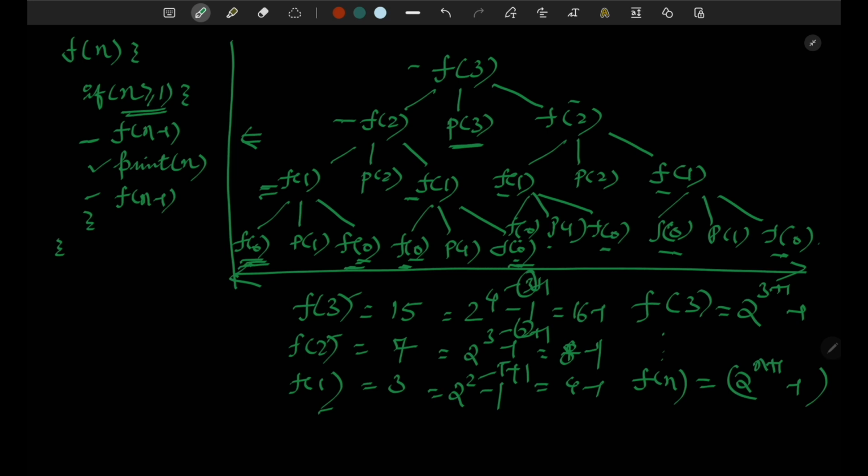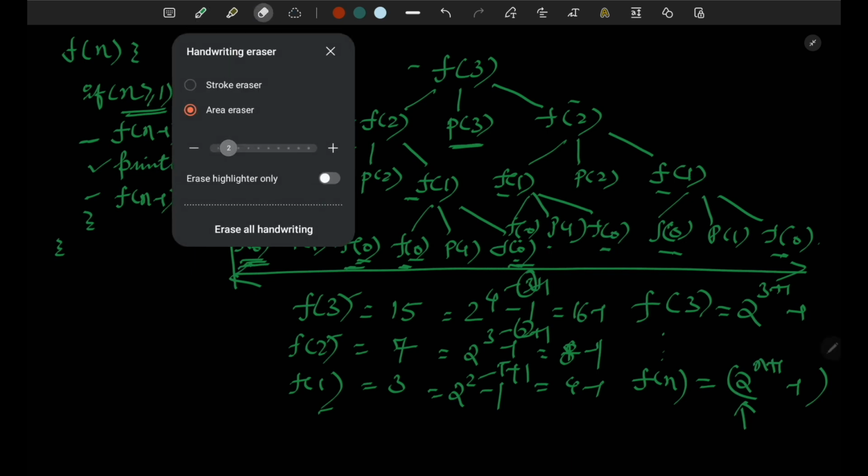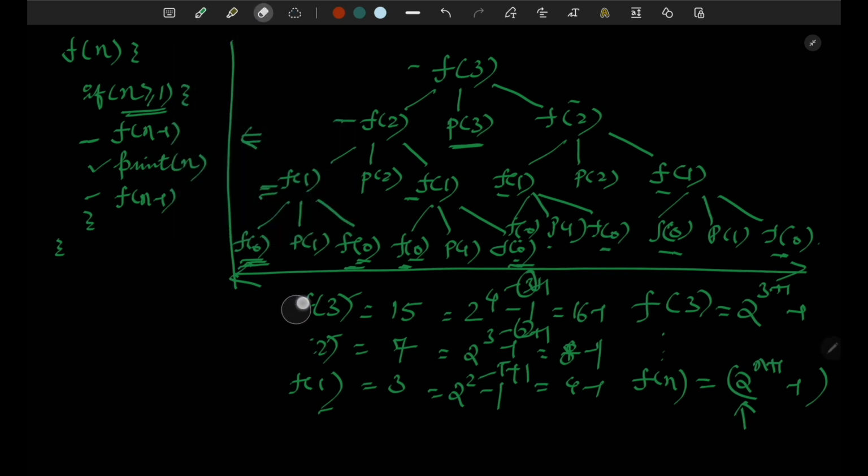So like we saw in the previous problem, can we simply say that the space that is going to be needed is going to be this much? Is it going to be the order of 2 to the power n plus 1? Well, let's find it out. So let me erase this part, otherwise it will become difficult to explain.